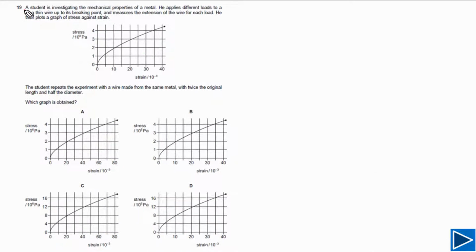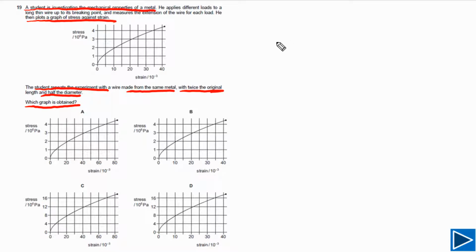For this question, it is given to us that a student is investigating the mechanical properties of a metal and he has plotted a graph of stress against strain. The student also repeats the experiment with a wire that is made from the same metal, but its dimensions are different, its length is double and its diameter is half. We need to simply find out which graph he will obtain from these given four options.